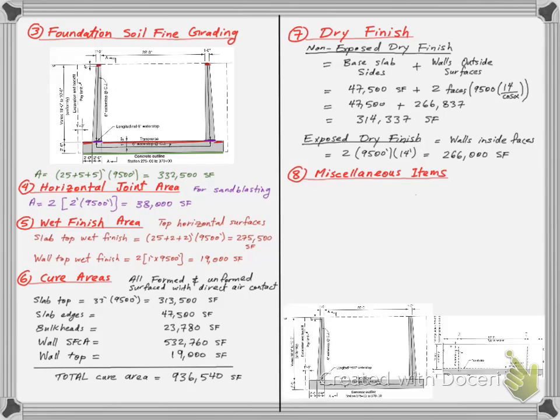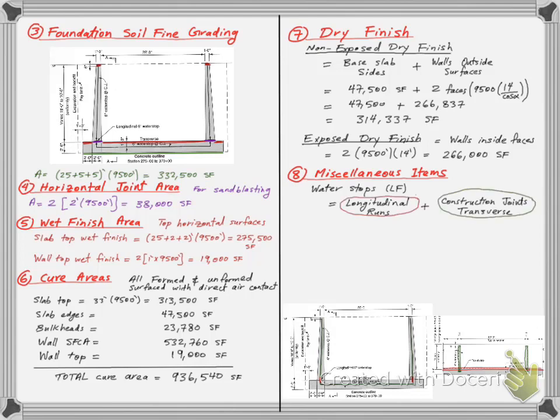The lost quantity we will calculate is for any miscellaneous items that are embedded in the concrete. In this example, we have only the water stops that run longitudinally to stop the water from leaking through the wall slab joint, or run transverse to stop the water from leaking through the joint between the successive channel segments. We can calculate their linear quantities as shown.